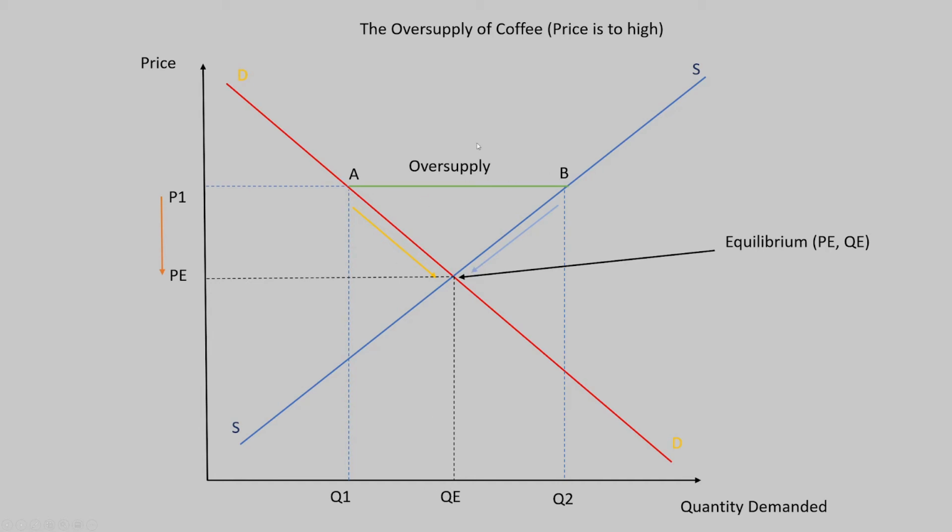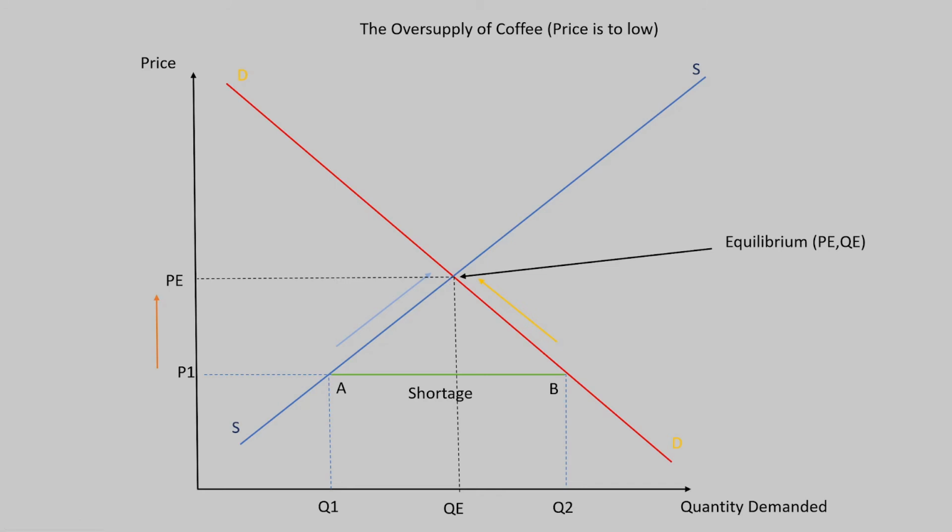So this is how oversupplies of items don't last long. There might be temporary oversupplies, but then our forces of supply and demand force that into a new equilibrium to get rid of that oversupply. And the reverse is also true of a shortage. Let's have a look when price is too low.